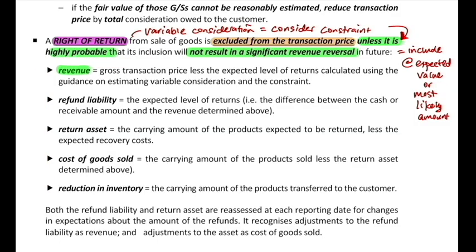When we account for revenue, we must exclude the expected return, and this expected return will be in the form of a refund liability, and we have a right to take back the assets. We call this the return asset. And the cost of goods sold should be based on the amount of revenue that the company can recognize. We have to reduce our inventory because this inventory is with our customer.